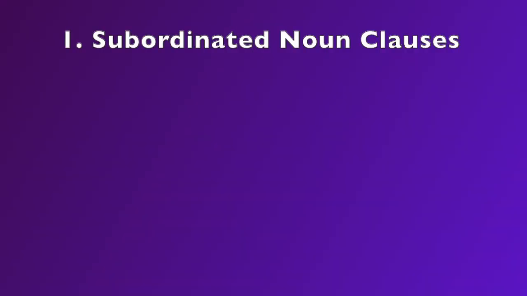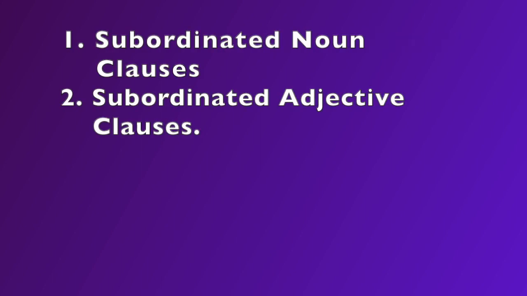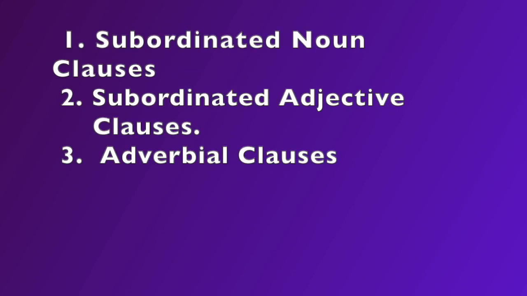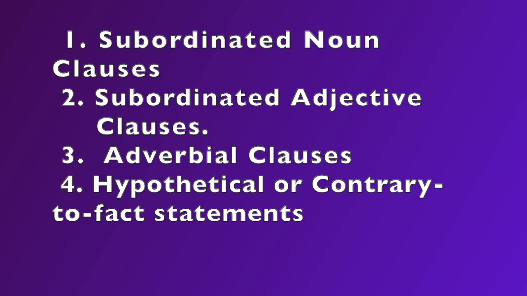Now, there are going to be 4 types of clauses that you are constantly going to hear. We have the subordinated noun clauses, the subordinated adjective clauses, adverbial clauses, and hypothetical or contrary to fact statements. Now, identifying which clause you are in, this is going to determine if we are going to use the subjunctive or not.